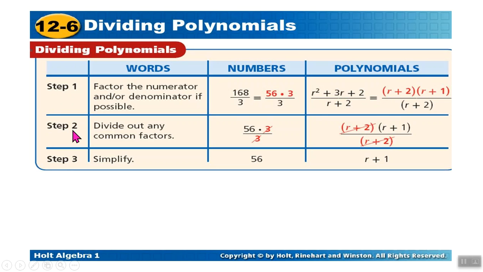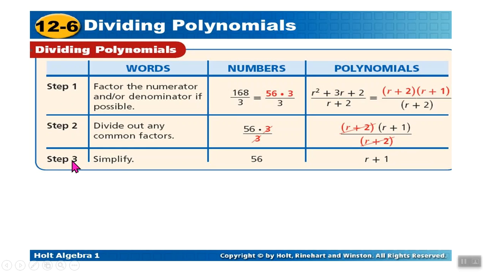Now, step number 2, divide out any common factors. Cut the common factors. In the numerical example, we cut the 3 with the 3, numerator and denominator, and in the polynomials we cut the full binomial here with the binomial there, r plus 2. They both must be exactly the same, so we cut the full parenthesis, not r with r and 2 with 2 separately. No, the r plus 2 with the r plus 2.